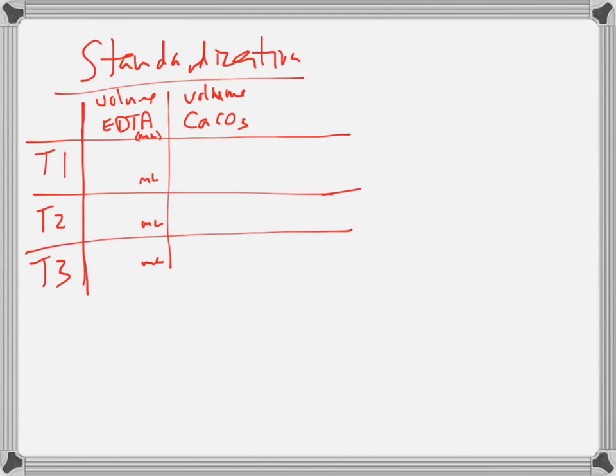The volume of calcium carbonate added, we should actually add an extra piece of information to that. What should we add there? Concentration. Since we know the concentration in our standardization, we should specify that in our table. This summarizes all of the results that you obtained in the course of your standardization experiment. You then use those 2 numbers to calculate the molarity.